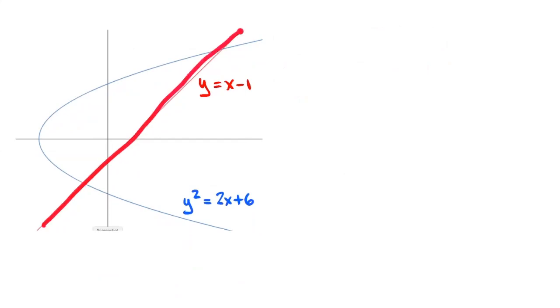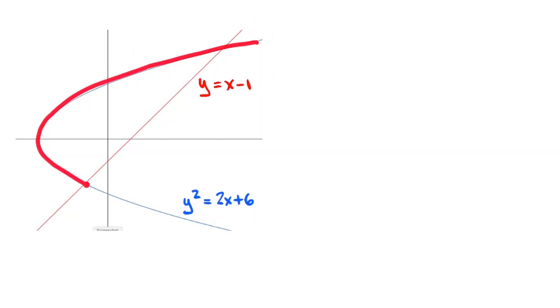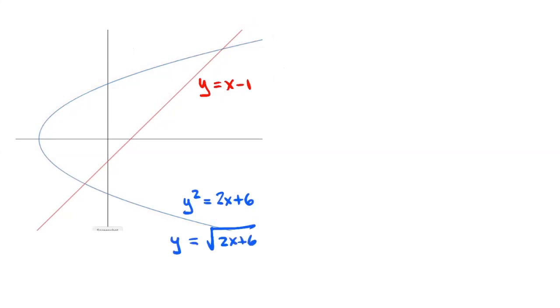We're not surprised by that. It's a line with slope 1 and y-intercept minus 1. And this guy, well, it's a parabola opening to the right. So the blue curve is not a function of x, but rather two functions of x. One of them is the positive square root of 2x plus 6. That function's graph looks like this. Its domain is x from minus 3 to infinity.